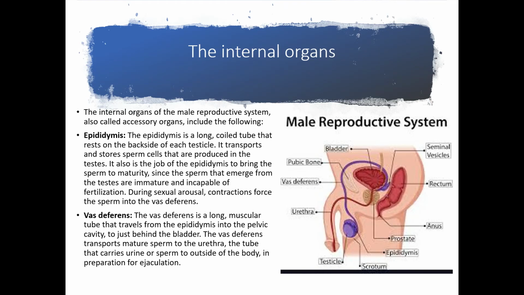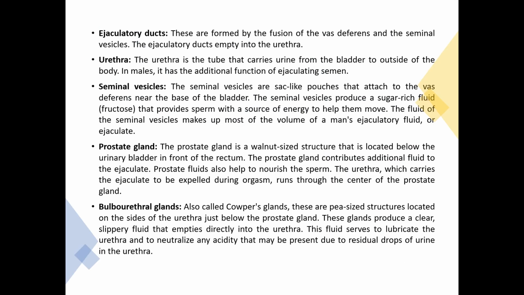This diagram shows the internal organs of the male reproductive system. The internal parts of the male reproductive system are also called the accessory organs, that are epididymis, vas deferens, ejaculatory duct, urethra, seminal vesicles, prostate gland, and bulbourethral glands.